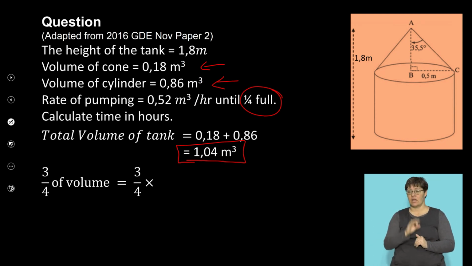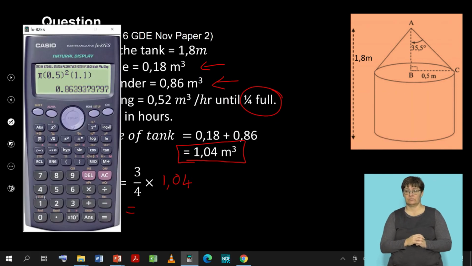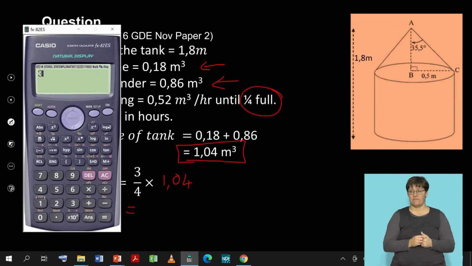So it's going to be 3/4 multiplied by 1,04. So we're going to have 3/4 multiplied by 1,04, which is going to give me 0,78.